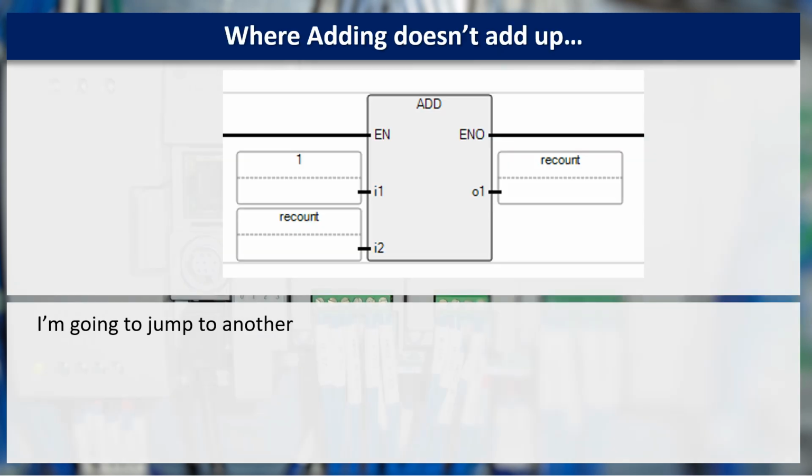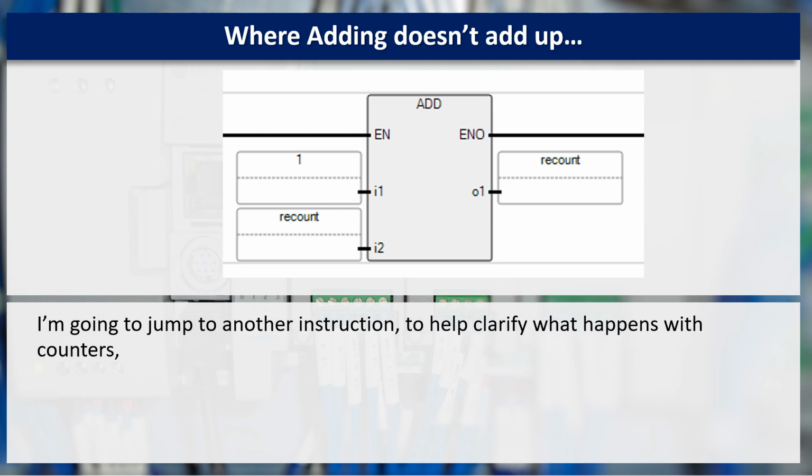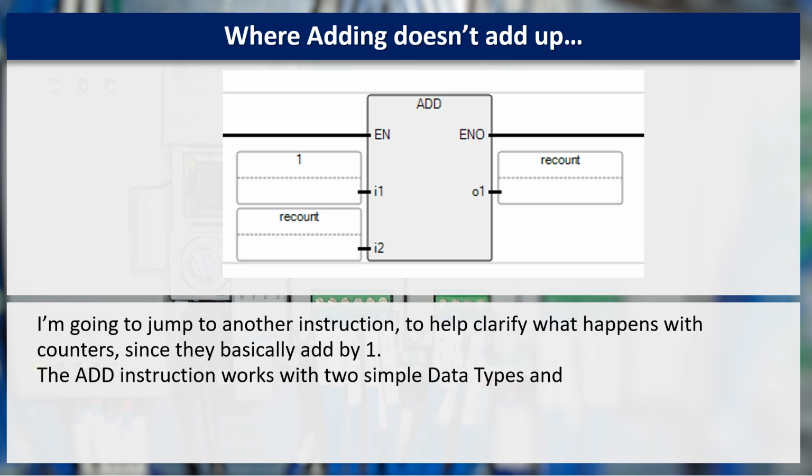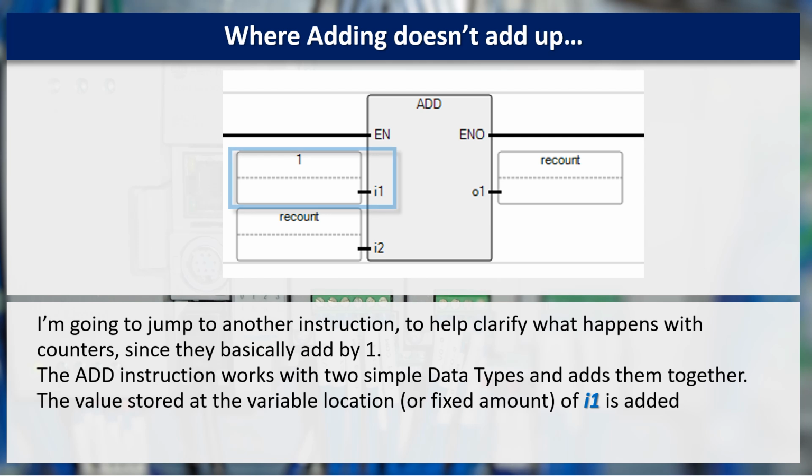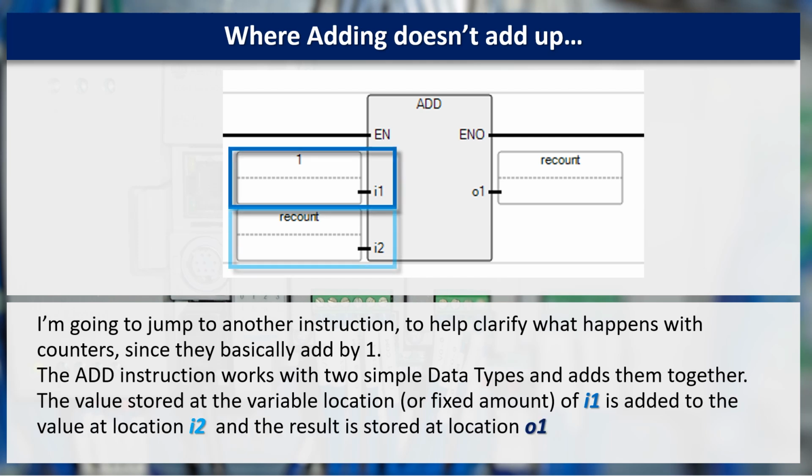I'm going to jump to another instruction to help clarify what happens with counters, since they basically add by 1. The add instruction works with two simple data types and adds them together. The value stored at the variable location or fixed amount of I1 is added to the value at location I2, and then the result is stored at location identified in O1.